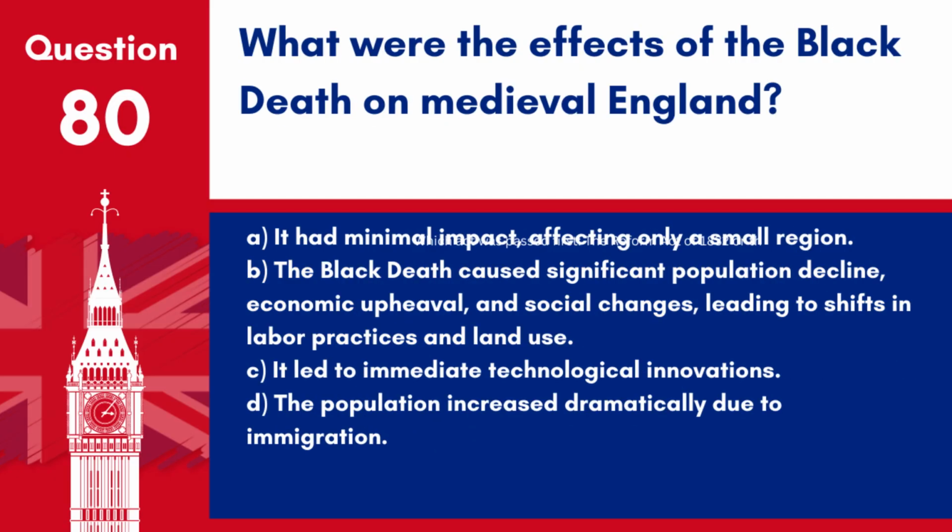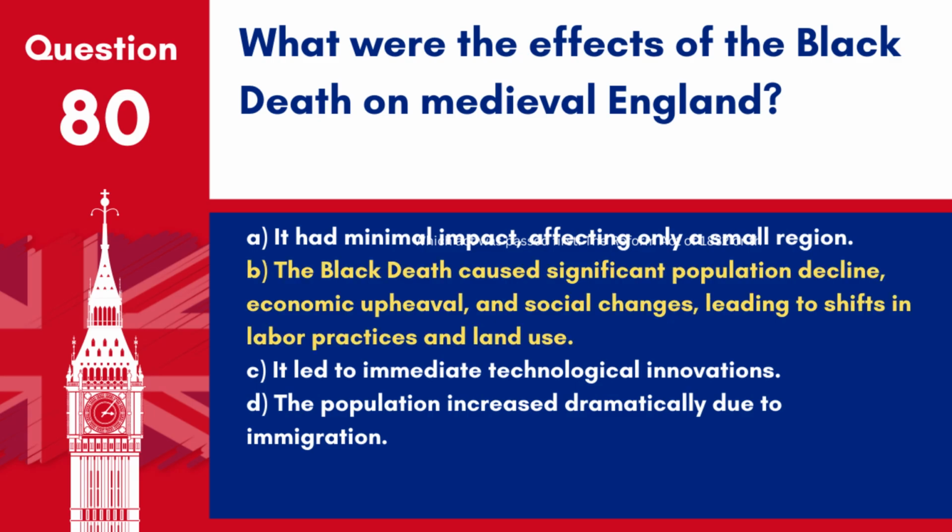Question 80. What were the effects of the Black Death on medieval England? A. It had minimal impact, affecting only a small region. B. The Black Death caused significant population decline, economic upheaval, and social changes, leading to shifts in labour practices and land use. C. It led to immediate technological innovations. D. The population increased dramatically due to immigration.